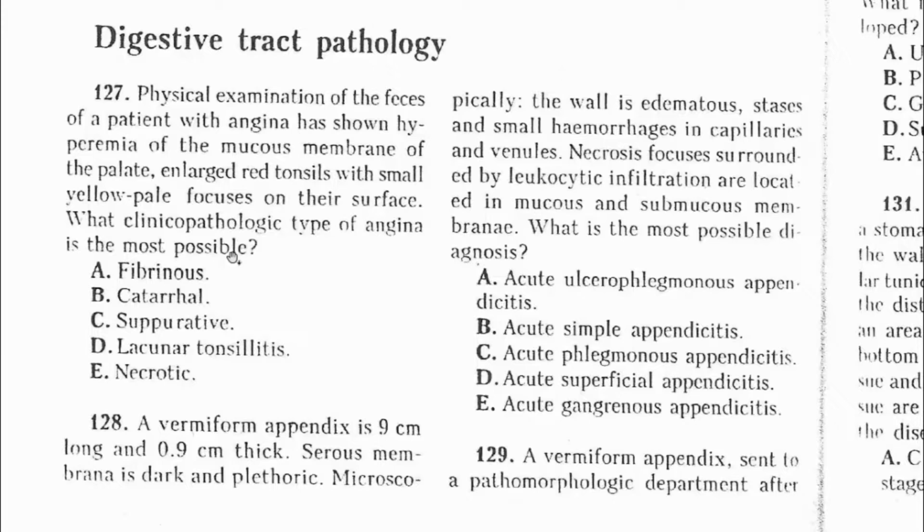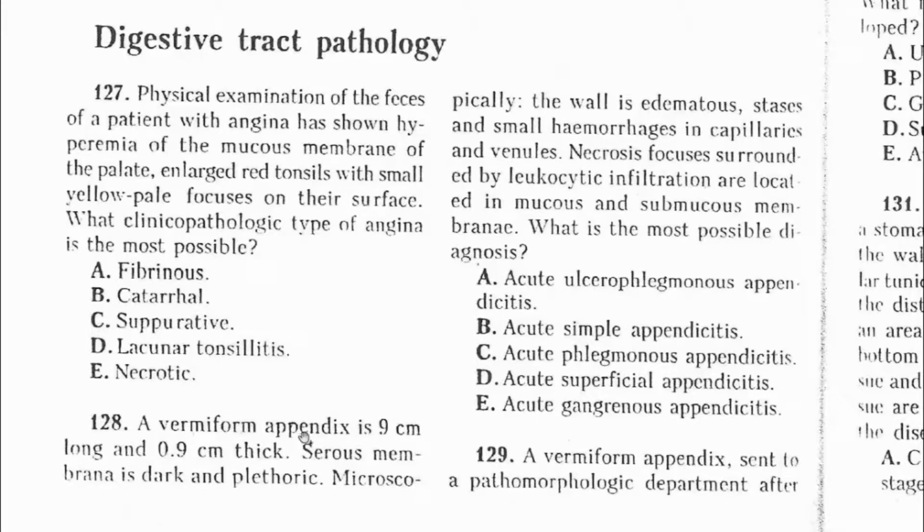Now, the presence of yellow pale foci denotes lacunar tonsillitis. So don't confuse it with purulent tonsillitis, which is characterized by the presence of pus. So your answer is D. Lacunar. Also known as what? Cryptic. Don't forget.